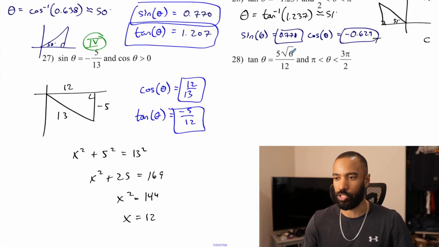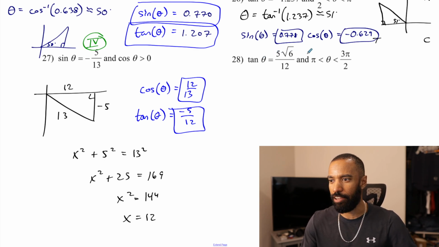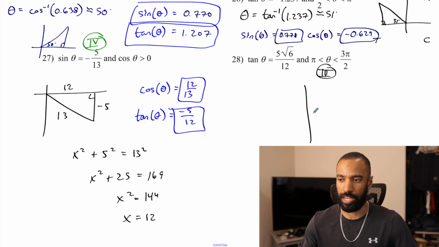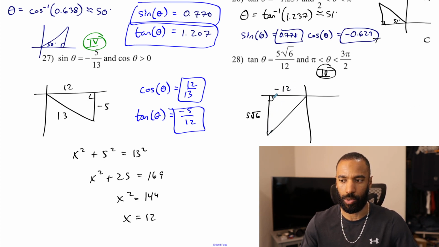All right, let's see if this one gets tricky. 5 pi over 6, and we're between 180 and 270. So we're in the third quadrant here, quadrant 3. So we know that we're in quadrant 3. Tangent is positive as expected there. 5 root 6 over 12. That's opposite over adjacent.